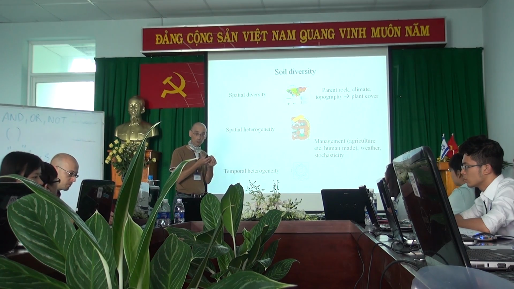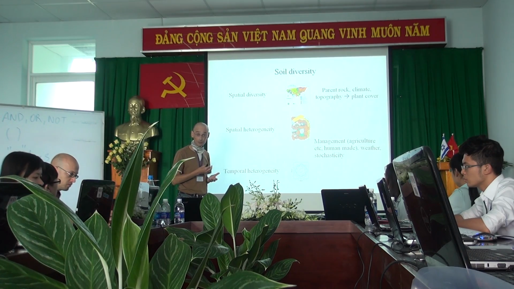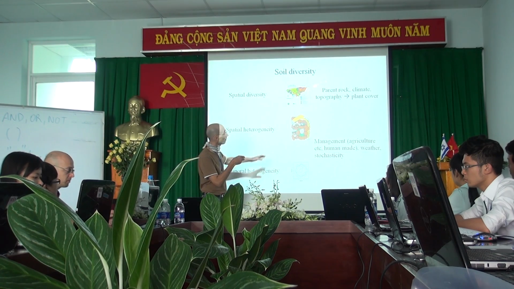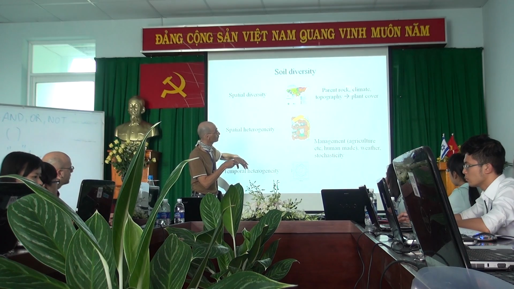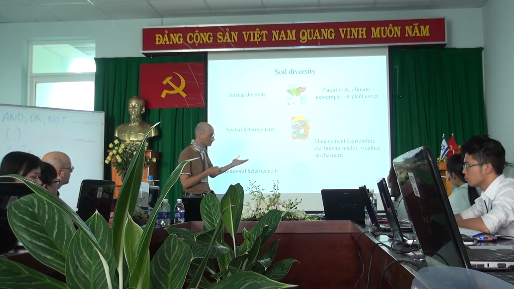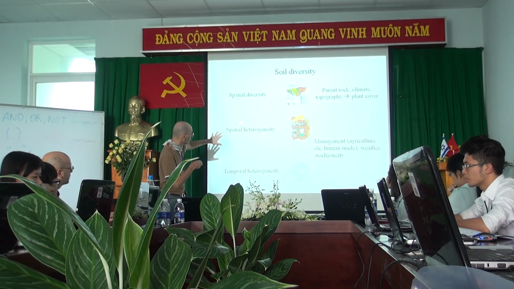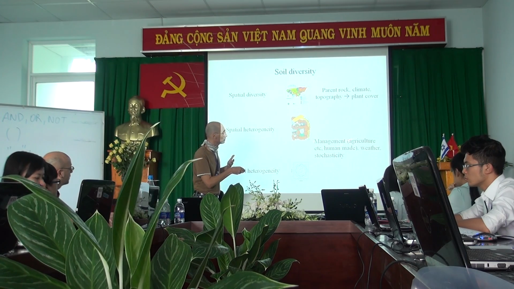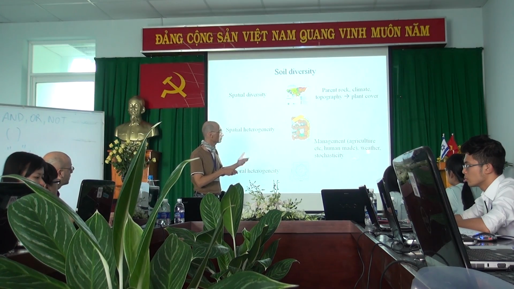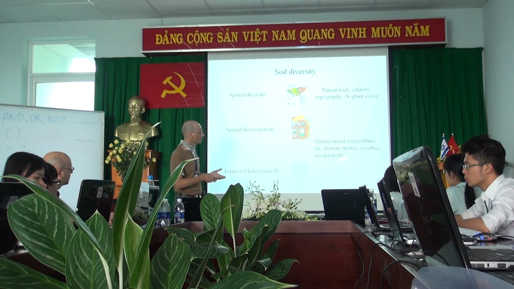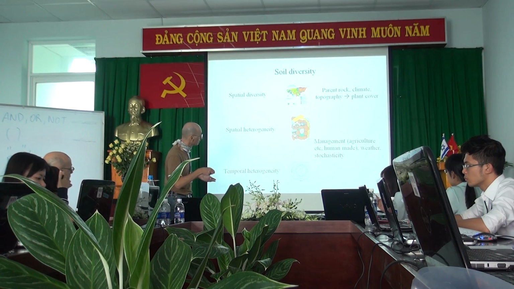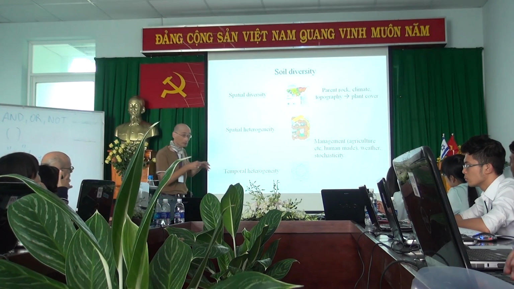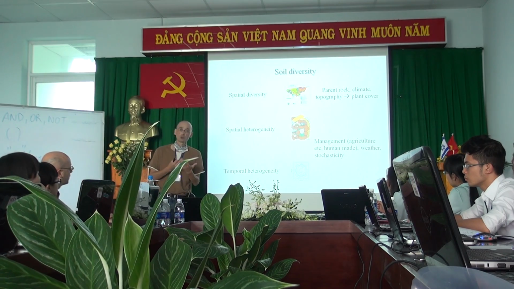And when we try to look at what affects these different types of diversity, we see that the spatial diversity and the spatial heterogeneity are brought about by the parent rock, the climate, the topography, the plant cover, where the temporal heterogeneity and some of the spatial heterogeneity can be really affected by management, like agriculture, human use, etc., the weather, and stochastic events. These are things that can change very rapidly, for instance, the passage of a boot, or the wetting and the drying, but the soil types are things that change much more slowly.